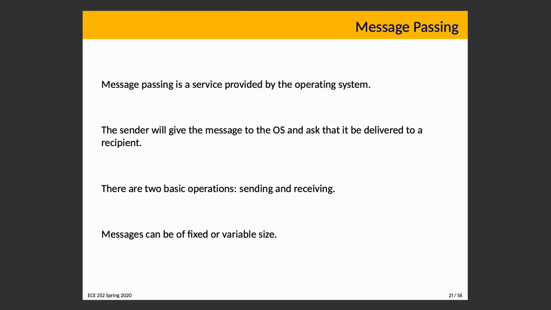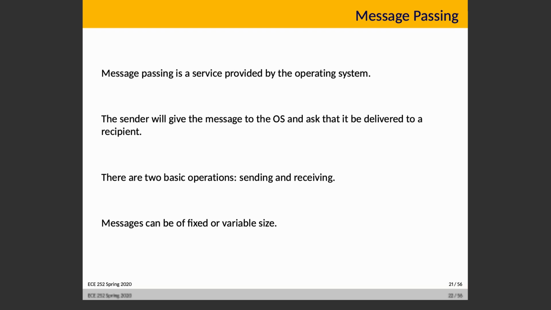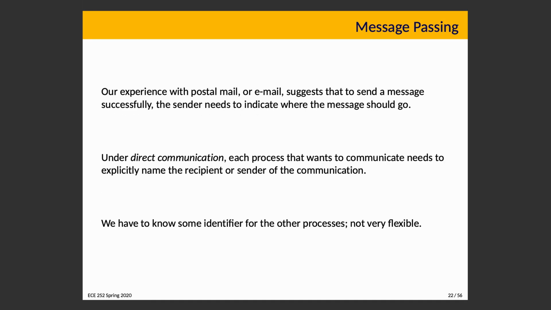So, message passing is a service provided by the operating system, and the sender is responsible for creating the message and giving it to the operating system with some information about how to deliver it. There are, of course, two basic operations: sending and receiving, and messages are allowed to be of either fixed or variable size. Our experience with email or postal mail should tell you that what you actually need to do to get a message delivered successfully is say where it should go.